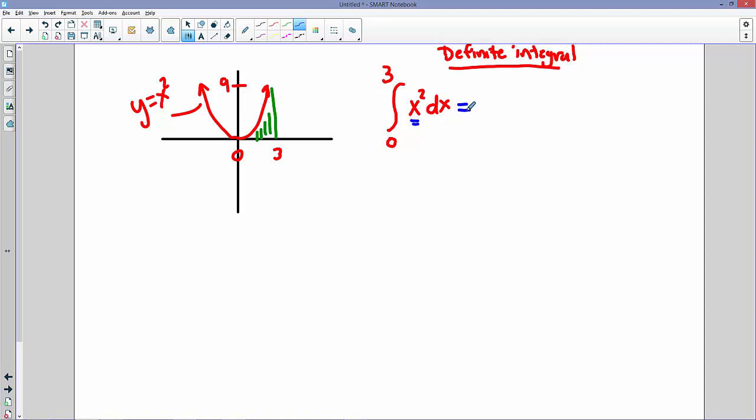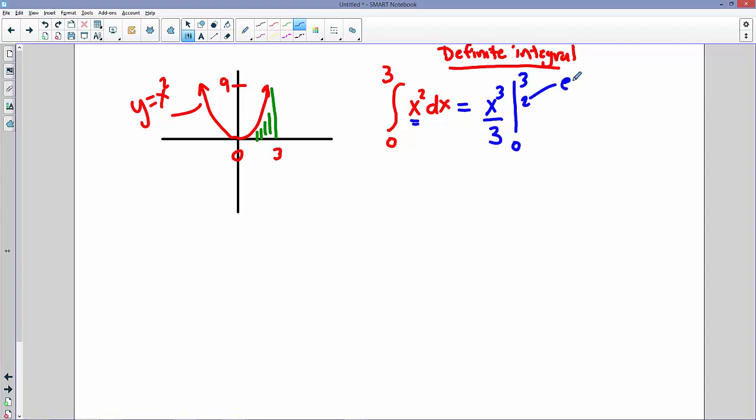Okay, so all we do is we do the reverse power rule. So this is x to the third. I add 1 to the power. I divide by the new power. Okay? And now this is done, right? So I've actually integrated. I've done the reverse power rule, and then I put this little bar here, and this bar simply means evaluate.